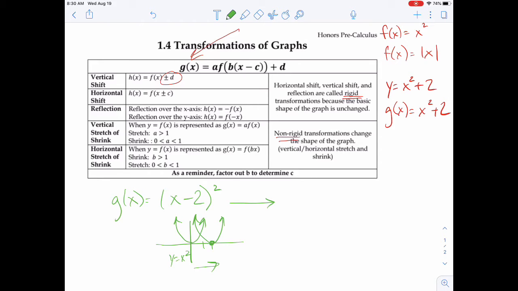Notice it's the opposite. When it's inside here and it's a horizontal shift, it's going to be the opposite. If it's a plus, like if I have g of x is equal to x plus 1 cubed, that's actually moved it left 1. I think you typically show up in my pre-cal class knowing this. So hopefully that's the case this year also. If not, let me know and I'll clarify.